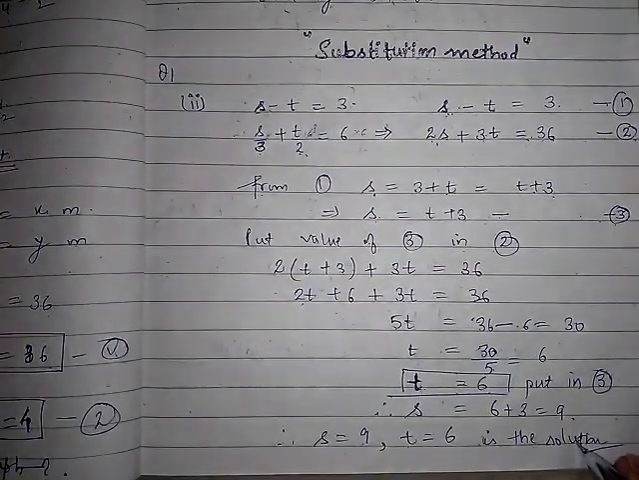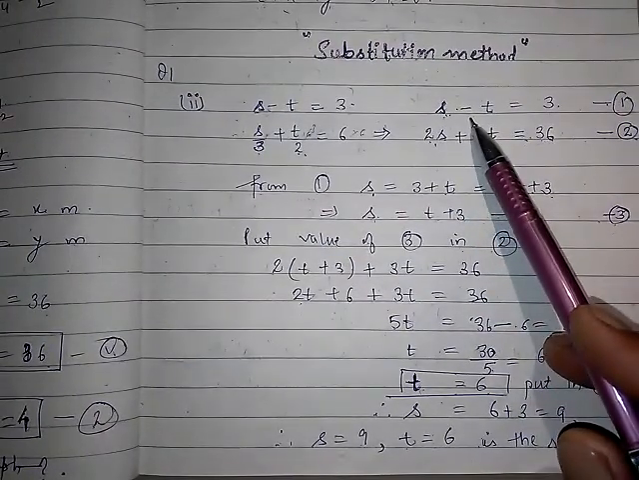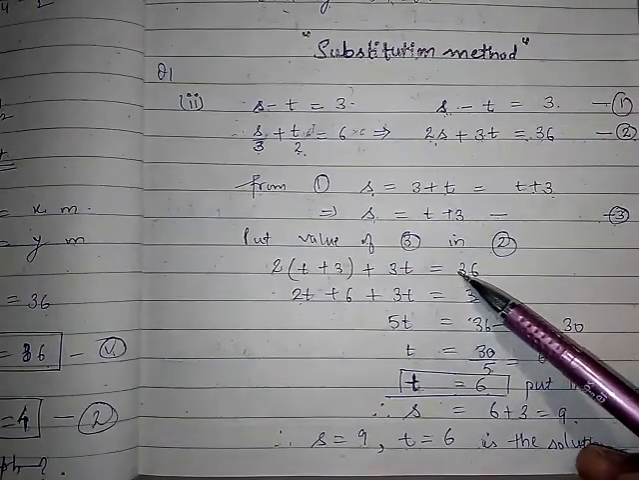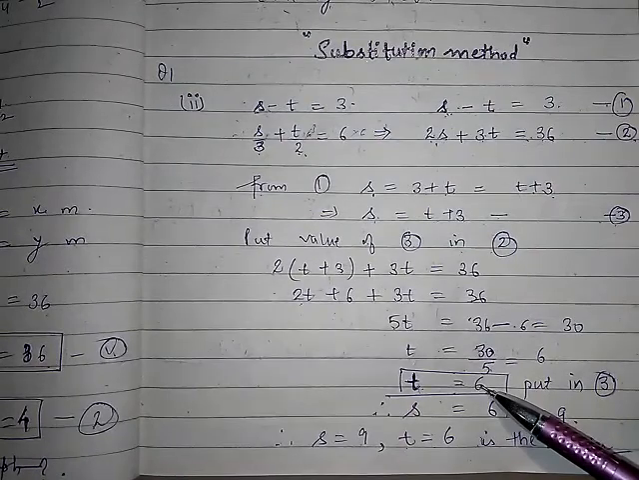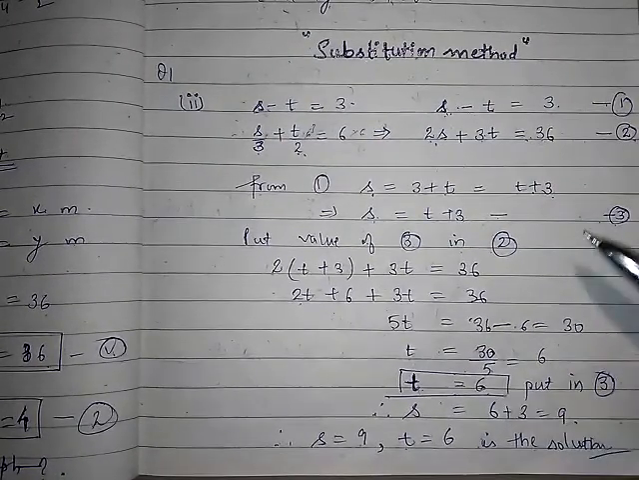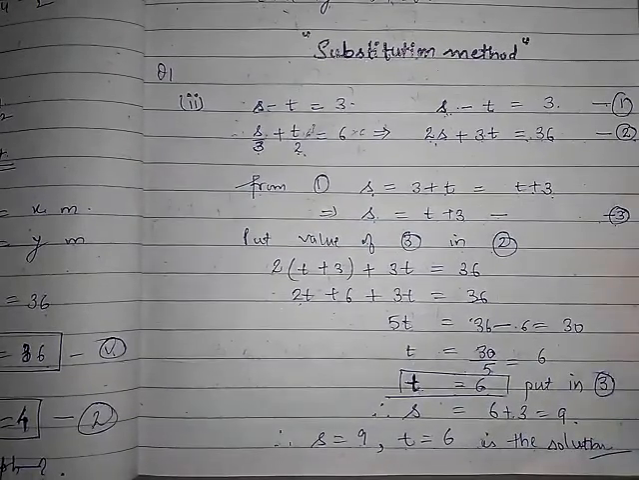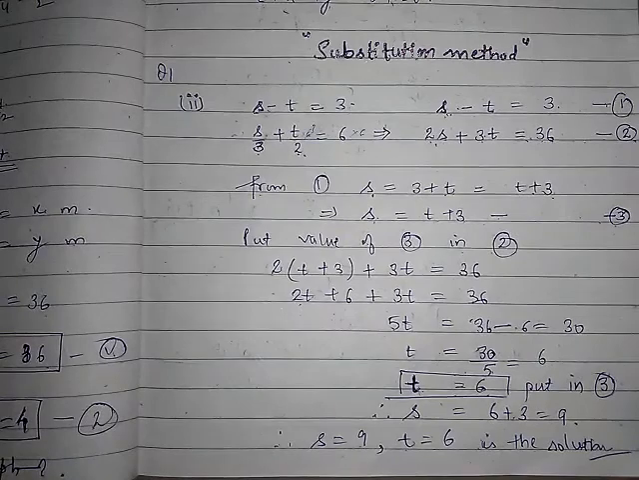Is it clear? So the method is very simple. Take out the value of one variable from the first equation, put that value in the second one, you will get a simple equation, simplify and solve it, you will get the value of the first variable, put that value in equation number 3, you will get the value of the second variable. This is the method only. Clear? This is called the substitution method, right?